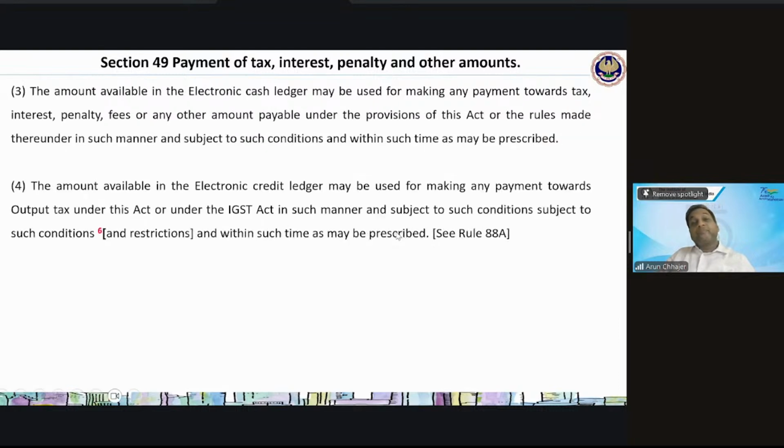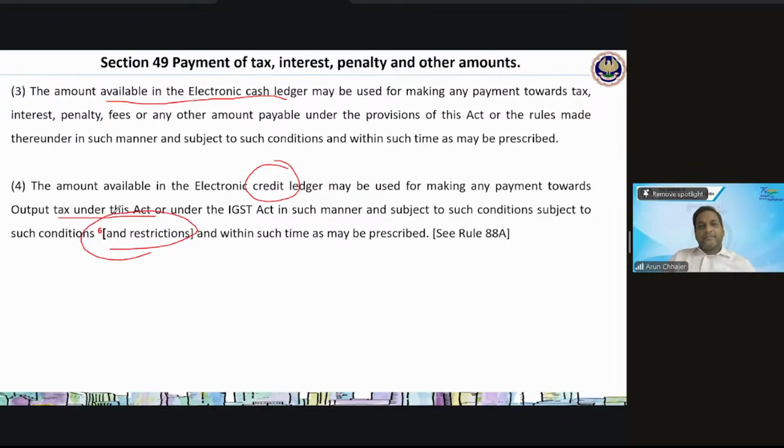Okay. Every amount available in the cash ledger may be used for making the payment toward the tax, interest, penalty, fee, or any other amount under the provisions of this Act or the rules made thereunder. Amount available in the credit ledger may be used for making the payment toward the output tax under this Act or IGST in such manner, subject to such conditions and restrictions.